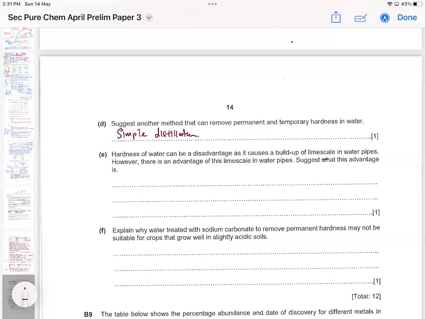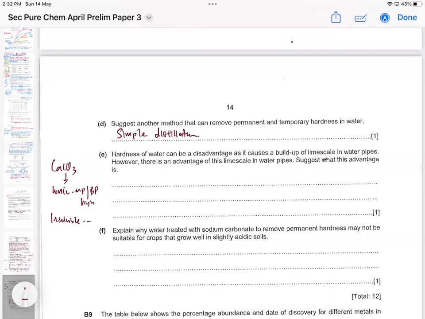But over here, it mentions that despite all these disadvantages, there could be advantages of this limescale in the water pipe. Remember, they are calcium carbonates, so they are essentially just an insoluble salt. So one of the advantages, when you have all this powder forming in your pipe, is that calcium carbonate, if you look at the properties, is an ionic compound, so the melting and boiling point tends to be high. And it's also insoluble. So it makes this a very, very hardy material.